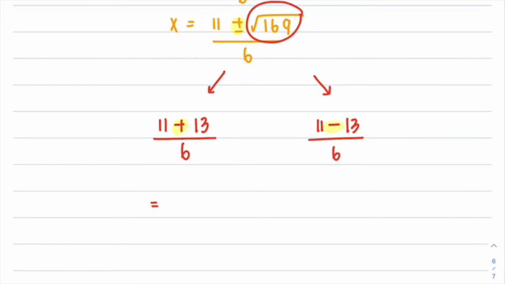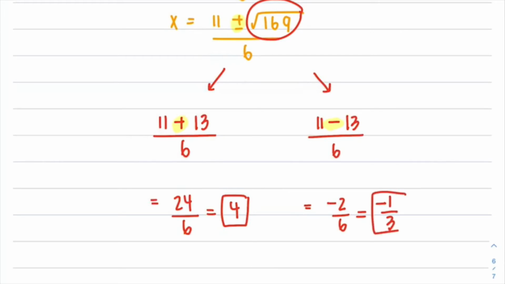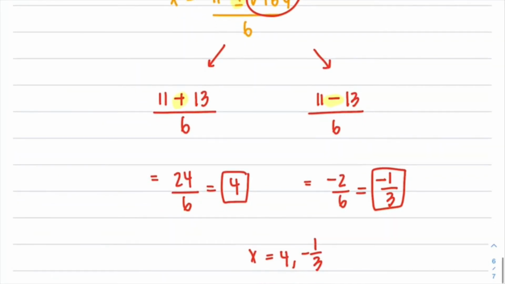All right, as you guys simplify this, again, remember, simplify the numerator first. 11 plus 13 is going to be 24. 24 over 6 is going to simplify to 4. And then on this side, 11 minus 13 is negative 2 over 6 is going to simplify down to negative 1/3. And so those would be your two answers here. X is equal to 4 and negative 1/3.